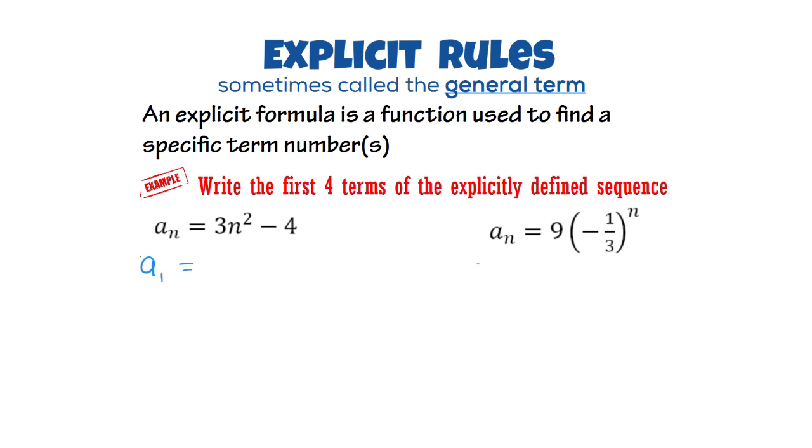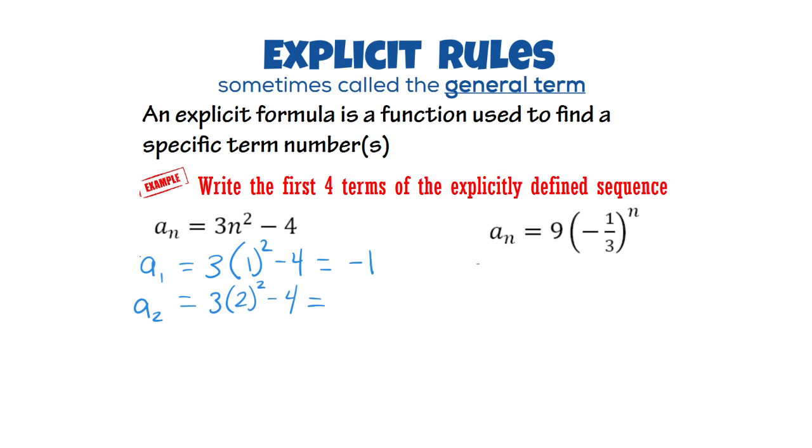So the first term, I guess maybe I should show that for the sake of your notes at least once here. What I'm doing is I'm putting a 1 in there. Okay, so then we end up with that equaling negative 1. So the first term is negative 1. The second term, I would be putting a 2 in for the n. So it would look like this.